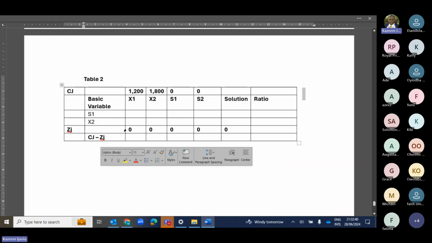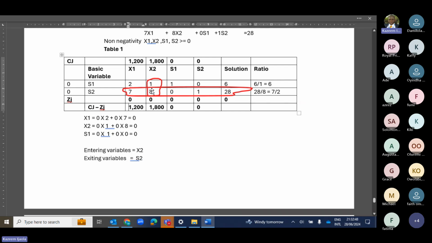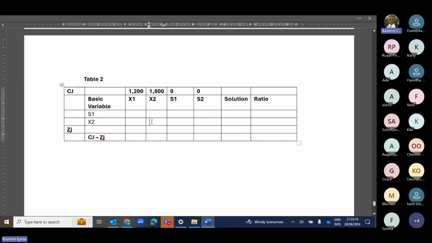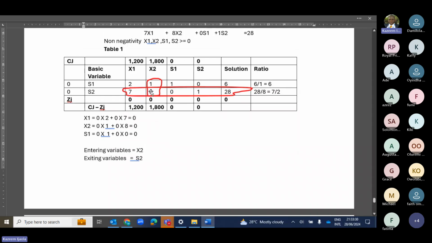Now, this is what you do. For the entry variable, the pivot element, the key element, must equal 1. So for it to equal 1, you must divide the entire row by that pivot element. In this case my pivot element is 8. So bringing in X2, it's going to be 8 divided by 8, which must equal 1. That's the rule. The rest of the cells must be divided by that pivot element.